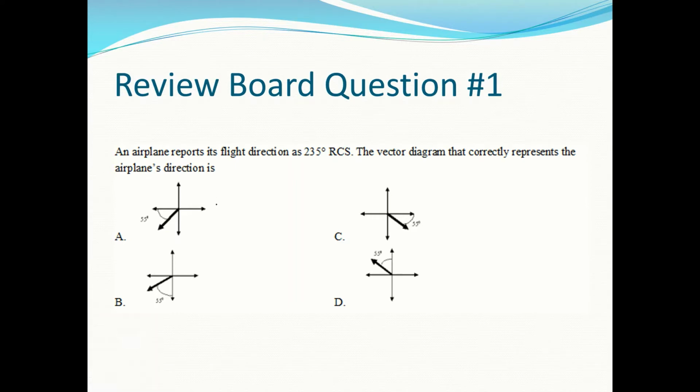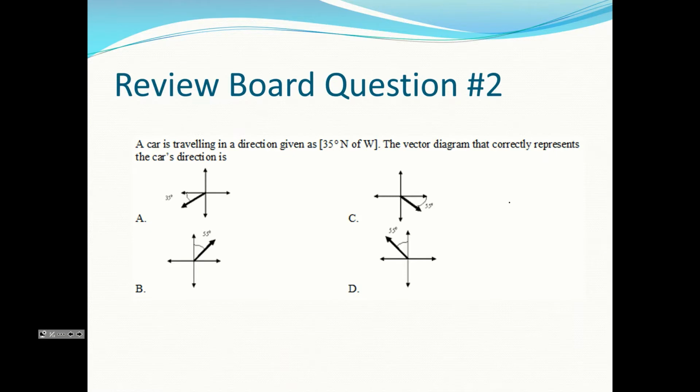So if we're going to do that, let's just draw our own. 0, 90, 180, 270. So 235 would be an extra 55 because we go this way like that. So 180 plus 55 would be 235. And it looks like A is the correct answer.